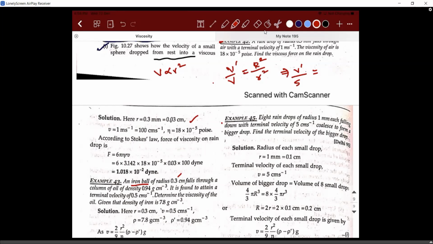Sir, in this question too, 1 millimeter on converting to centimeter should be 10 to the power minus 2, right? Don't do it. Why are you doing conversion? Leave it in millimeter itself. Don't look at the solution.